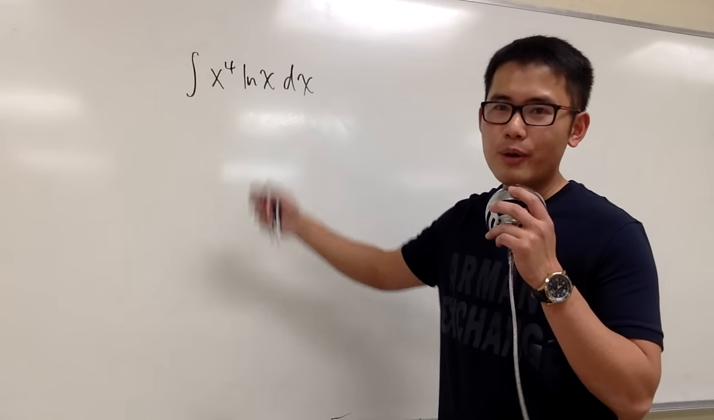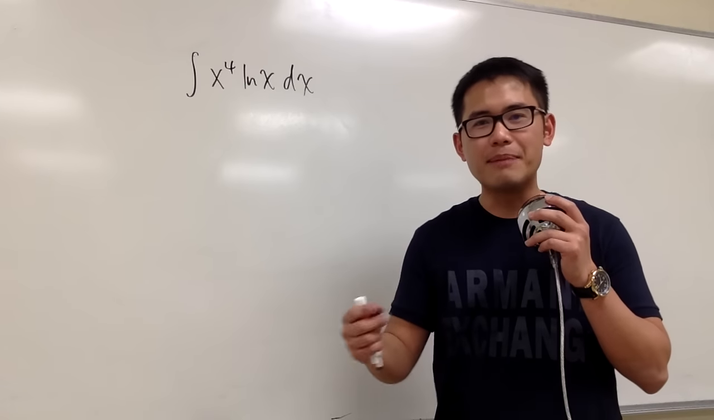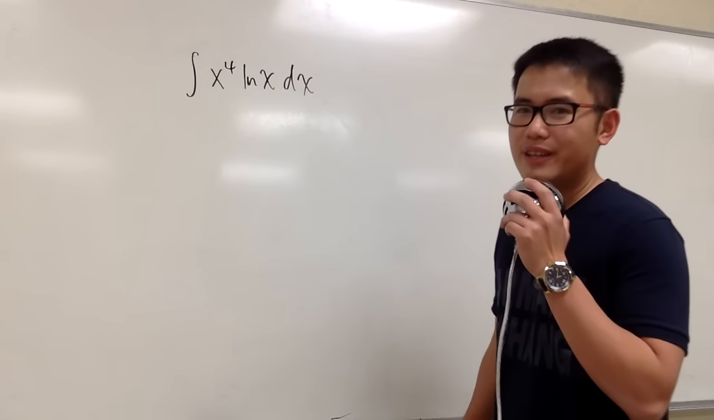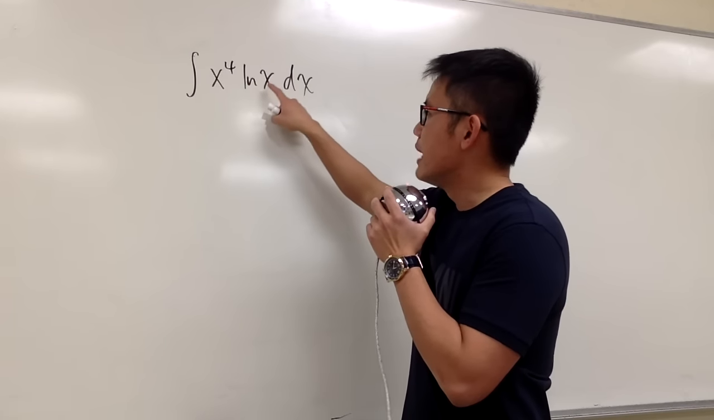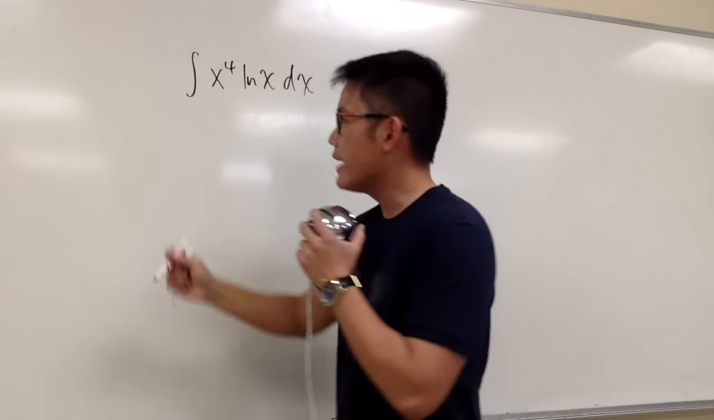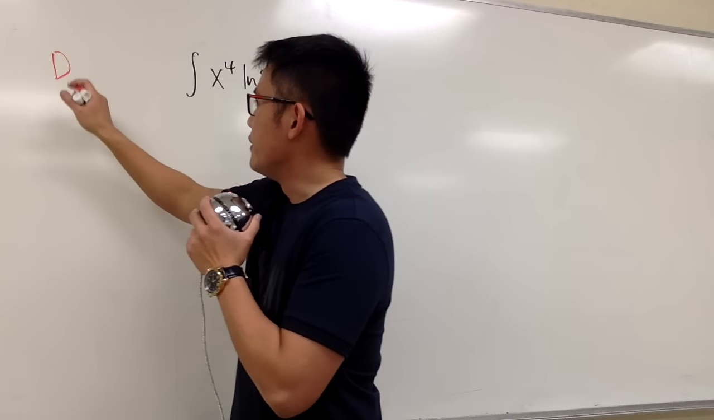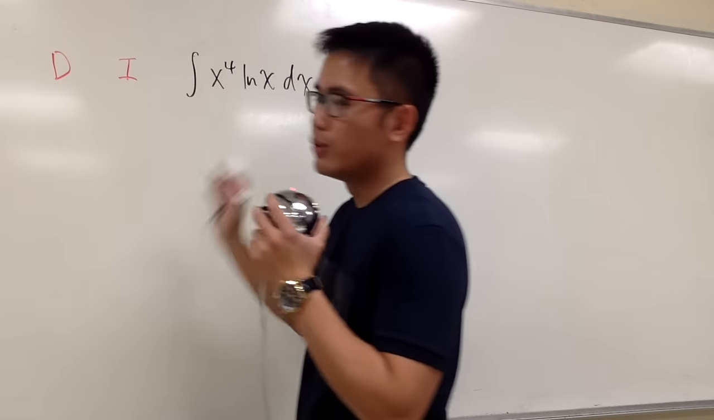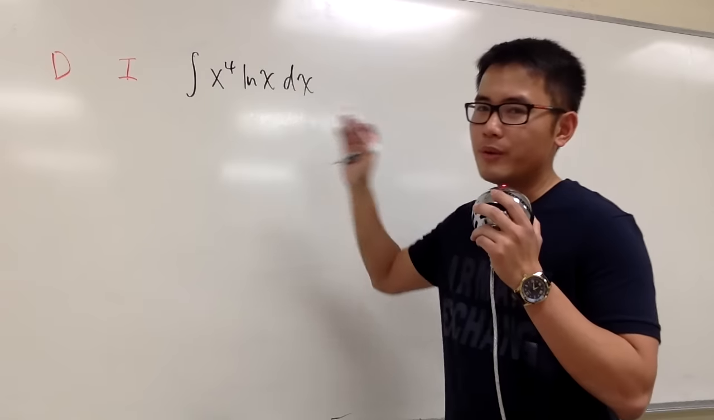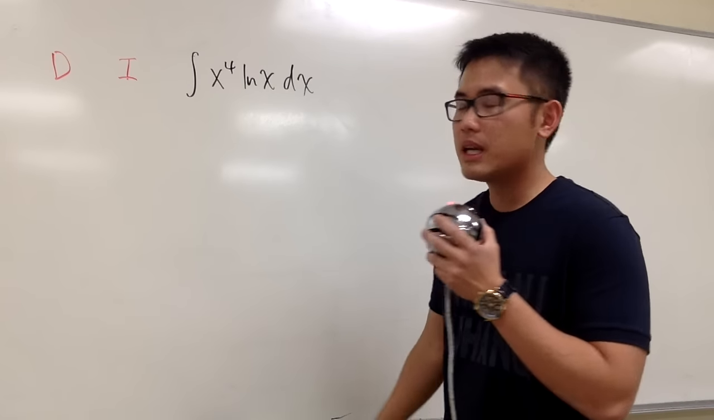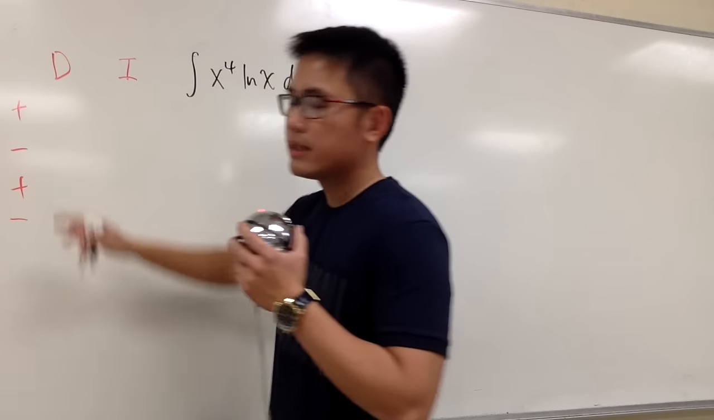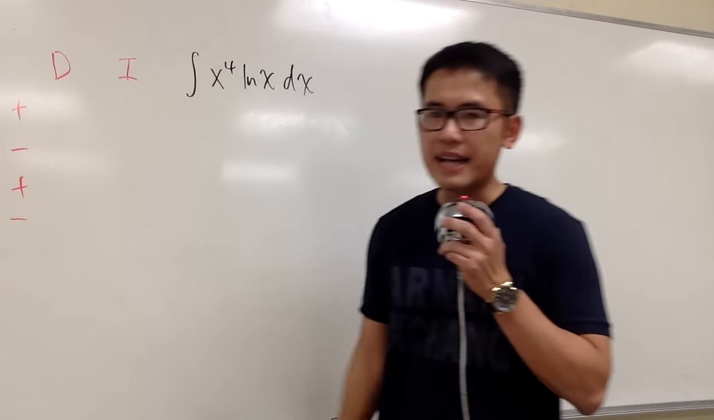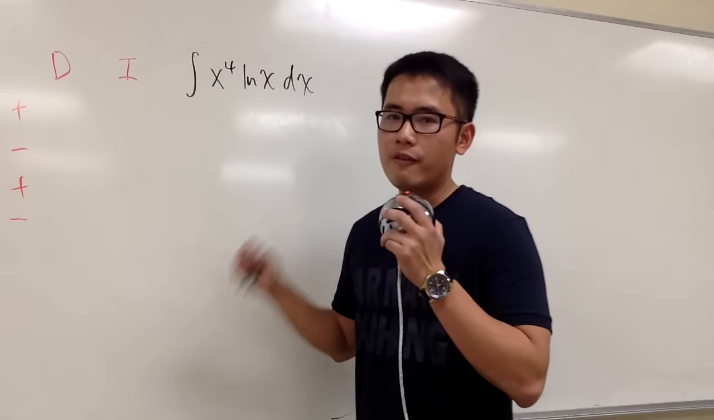Here's the second example that's going to demonstrate the second step of using the DI method for integration by parts. Integral of x to the fourth power times ln x. Right away, we are going to select something to be differentiated and something else to be integrated. This integral, we have to use integration by parts for it. And then we also put down some plus minus, be sure you alternate the signs. Let me just put that down for the setup.